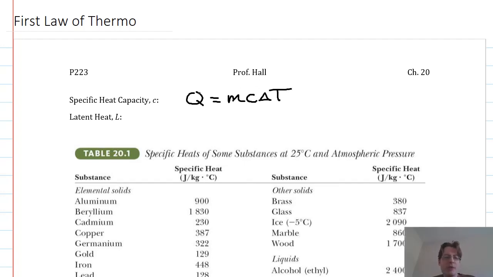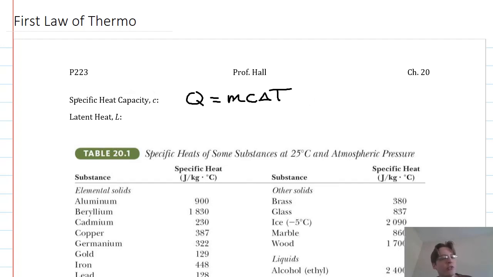Now, notice that the value of Q can be positive or negative. If you're increasing the temperature, delta T is positive, and then Q is a positive number. But you can also be, of course, taking heat away from an object, lowering its temperature, and in that case, Q is negative. So Q has a sign to it, plus or minus. Q is positive when the heat goes in, and negative when heat goes out and the temperature drops.